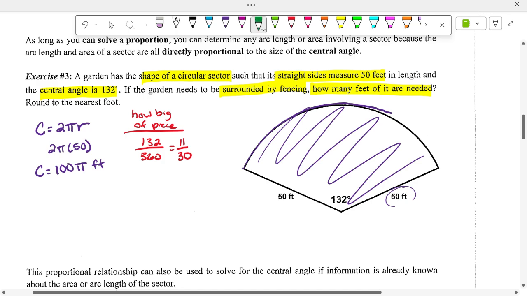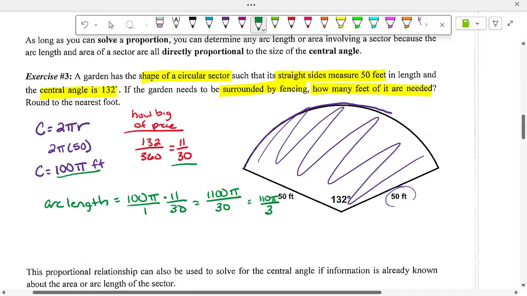So now to find the arc length, we're going to take these two parts and multiply them together. So I have 100 pi times 11 over 30. If I multiply straight across, I would get 1100 pi over 30, which I think simplifies down to 110 pi over 3. Correct me if I'm wrong. So this would be equal to 110 pi over 3 feet.